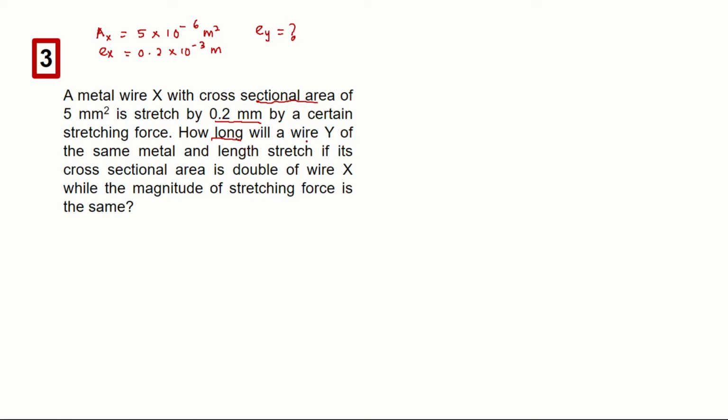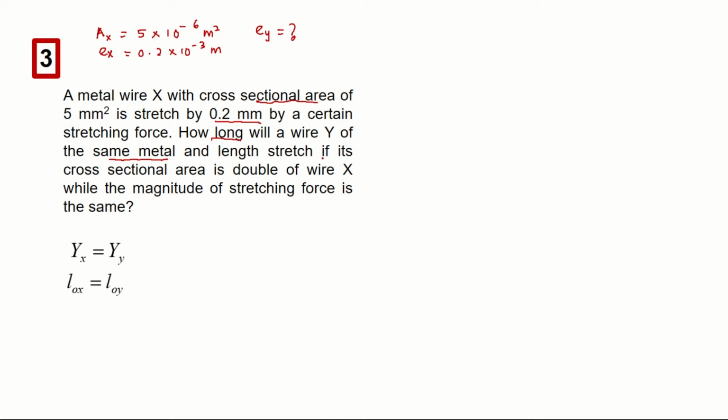Okay, wire X and wire Y are of the same metal. So that means the Young modulus for wire X equals the Young modulus for wire Y. And the length is the same, so L naught X equals L naught Y.